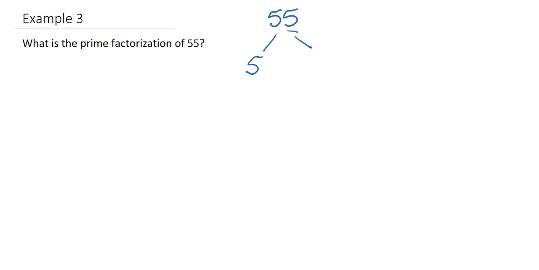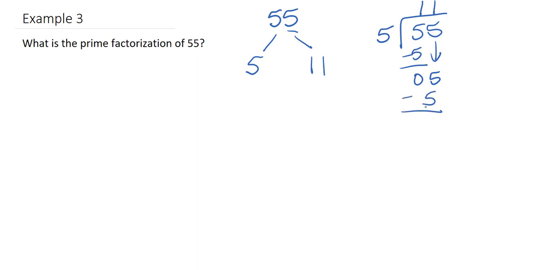So 55 divided by 5 is equal to 11 because 5 times 11 is equal to 55. If you don't remember, you can always do division because 5 can go into 5 one time. So 5 times 1 is 5. We subtract, we get 0. Bring down the other 5. 5 can go into 5 one time. So 5 times 1 is 5. We subtract that and we get 0. So that's how we get 11 there.